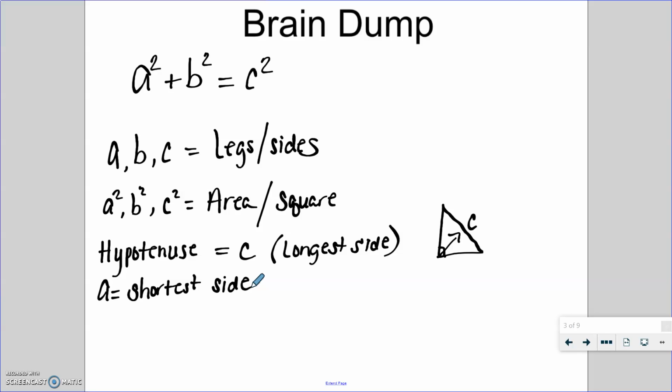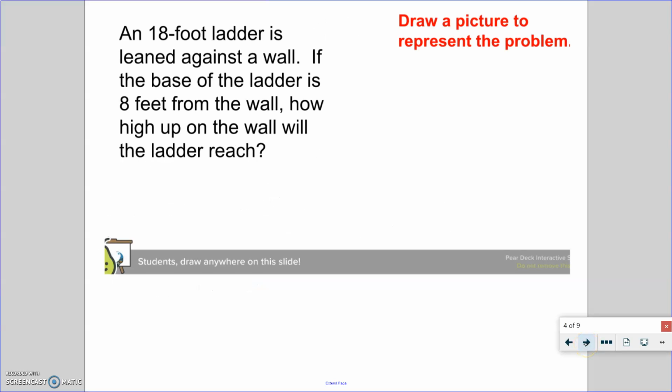So let's go ahead and look at our first example. It says an 18-foot ladder is leaned against the wall. If the base of the ladder is 8 feet from the wall, how high up on the wall will the ladder reach? Well, we know the ladder is 18 feet and it's leaned against the wall. So the first thing I'm going to do is draw my wall.